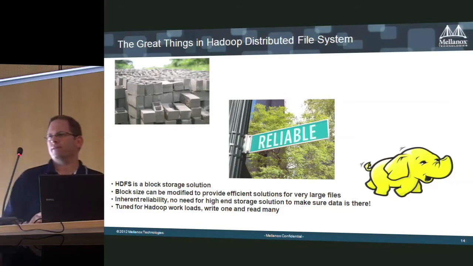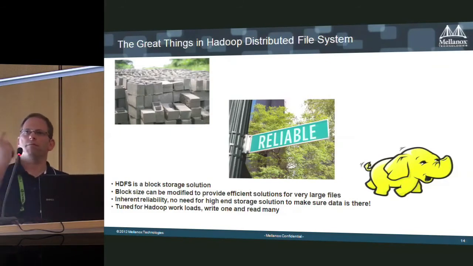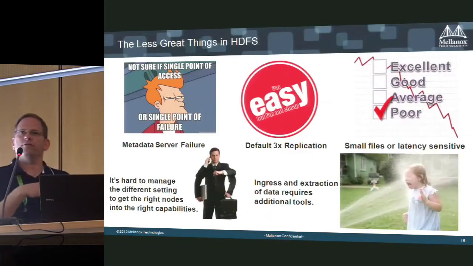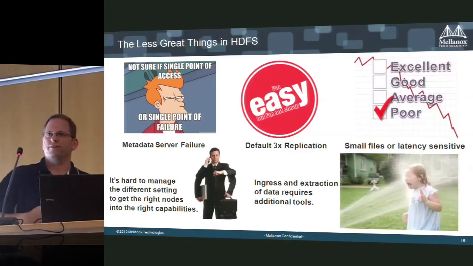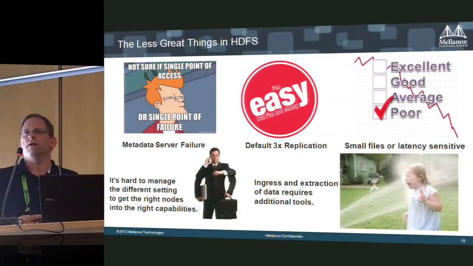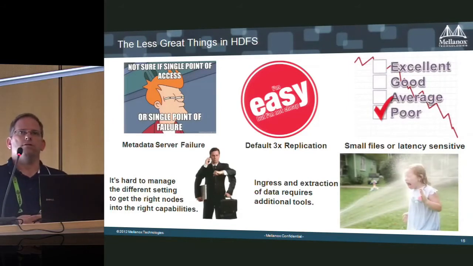The less fun things about it: single point of failure. Everybody loves it, right? You put it there, the name node goes down, you cannot reach any data. Goodbye. Yeah, it's easy, but it's not cheap. People tell you commodity servers, blah, blah, blah. Each node costs between $7,000 and $18,000, depending on how many disks you put in and what the technology is. So it's easy to put in, but it's going to cost you a fortune.